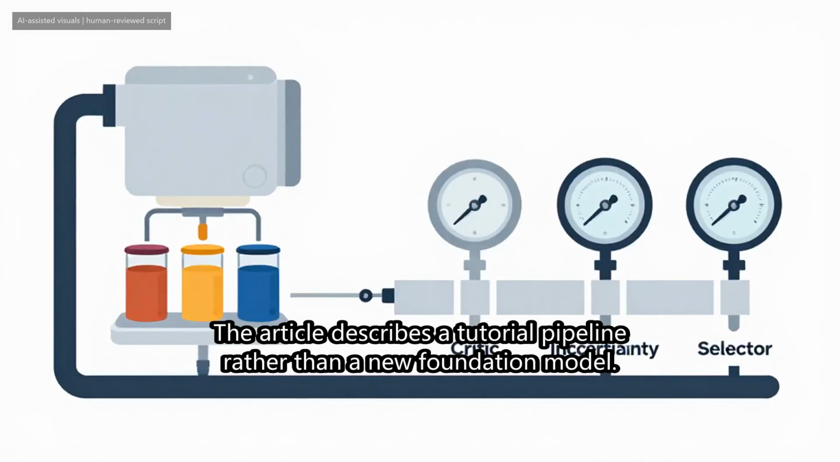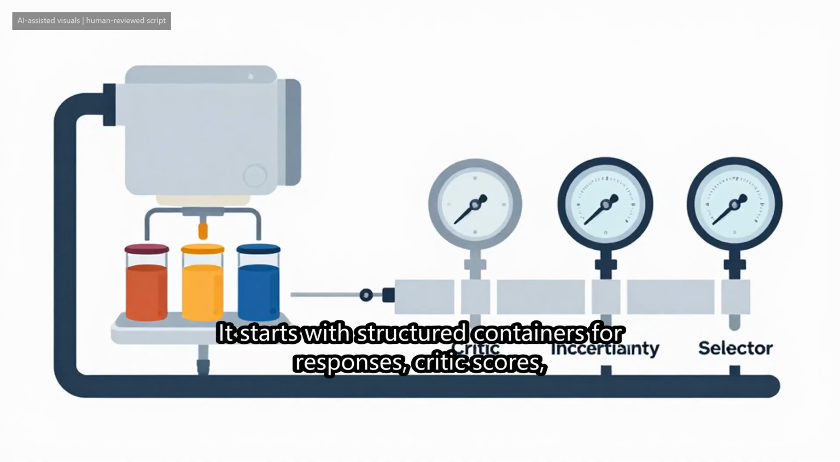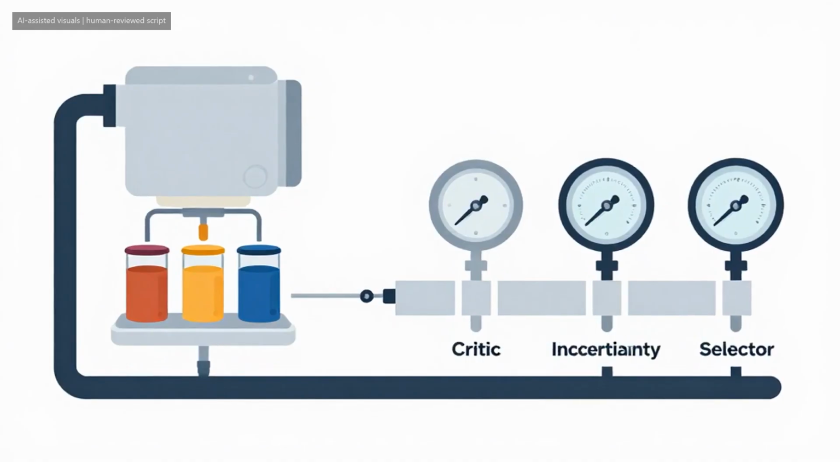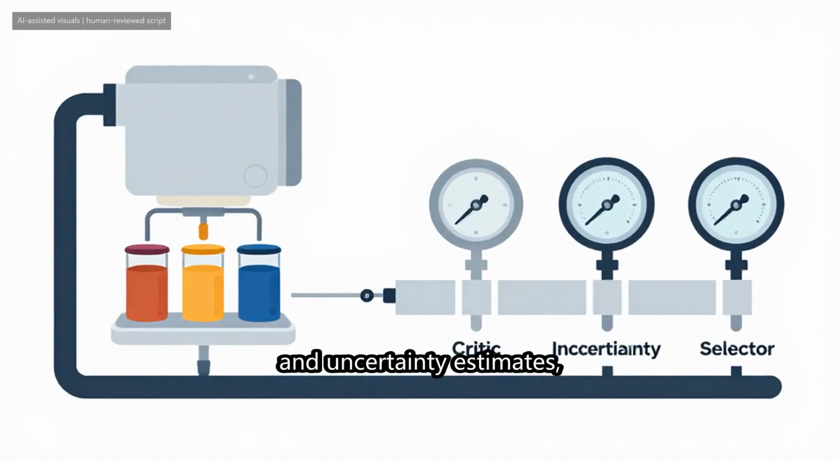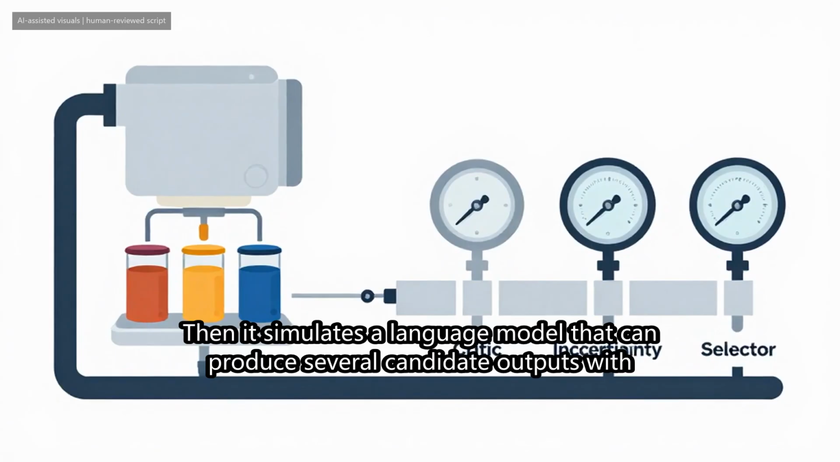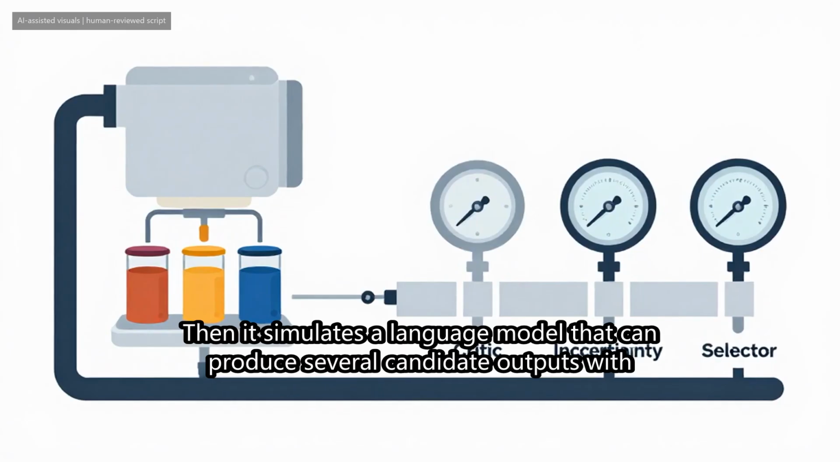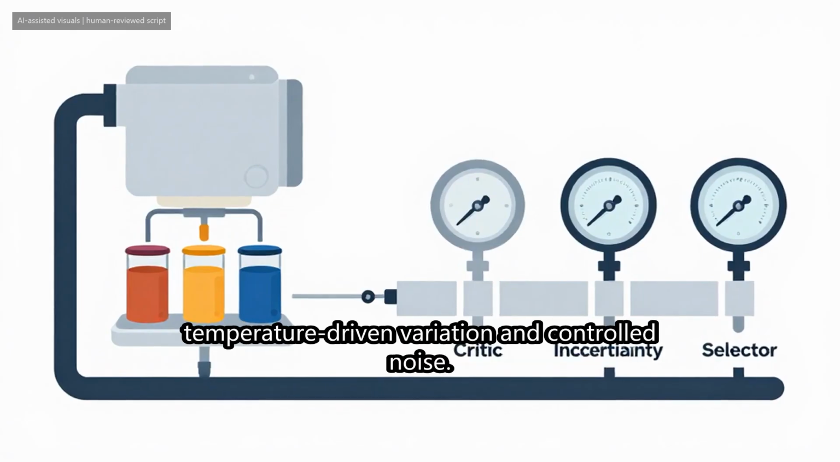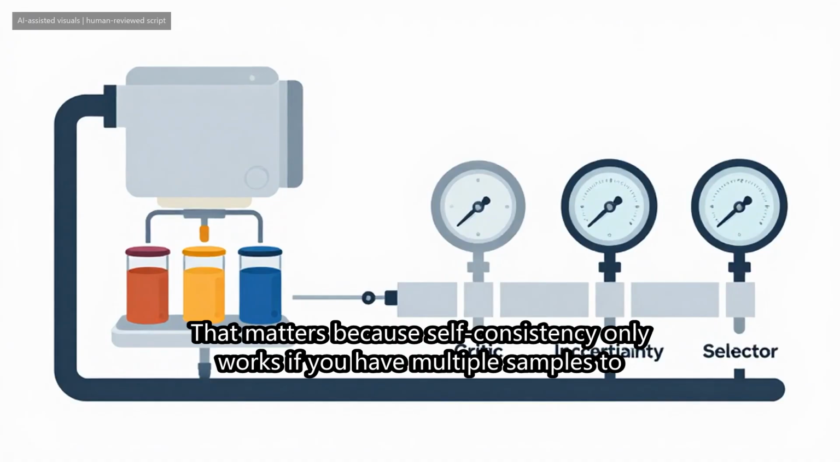The article describes a tutorial pipeline rather than a new foundation model. It starts with structured containers for responses, critic scores, and uncertainty estimates, using data classes to keep the system organized and reproducible. Then it emulates a language model that can produce several candidate outputs with temperature-driven variation and controlled noise. That matters because self-consistency only works if you have multiple samples to compare.